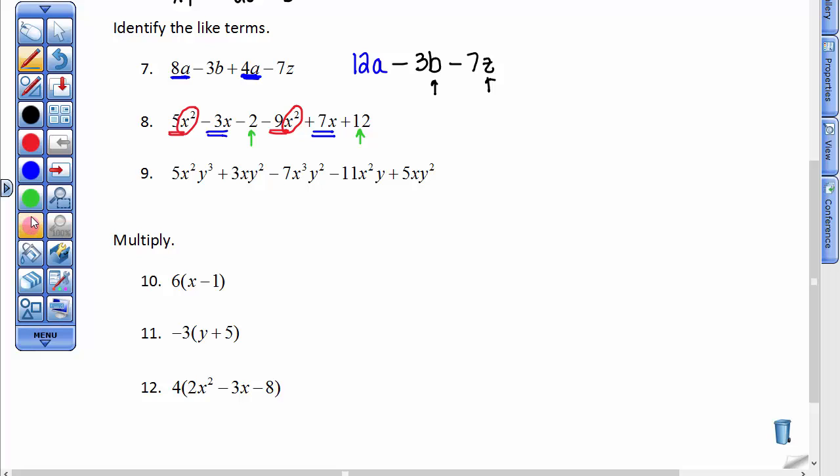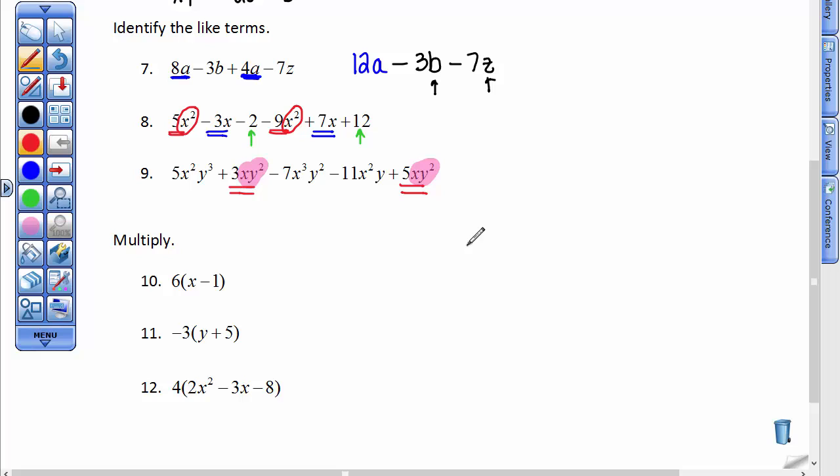So we have to be careful here in number 9. I'm looking for x's and y's, and they have to be the exact same power. So, yikes. I'm thinking that I see this, xy squared and xy squared. Those are called like terms because their variables are the same and the exponent on any one variable is the same. None of the rest of these are like terms.